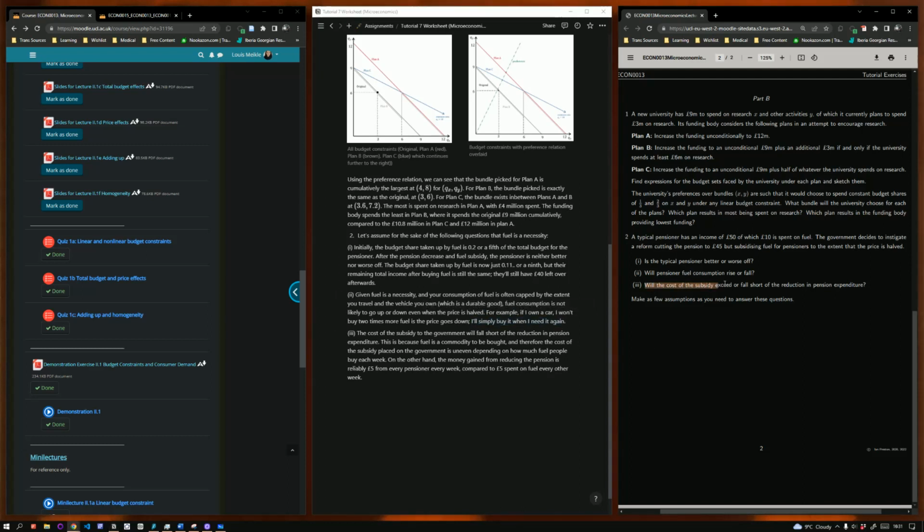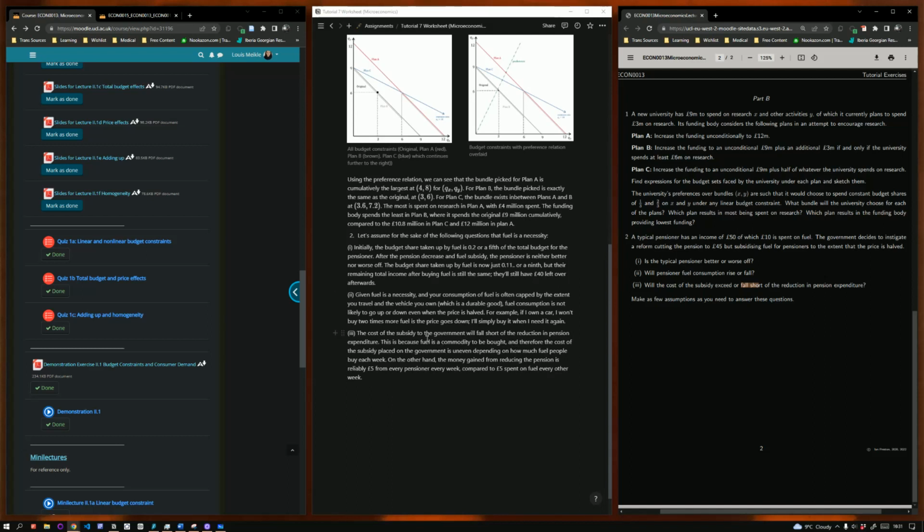So, will the cost of the subsidy exceed or fall short of the pension expenditure? This is from the perspective of the government now. The subsidy is a cost to them. They're paying for the price of the fuel for the pensioners, so that's the subsidy price. Now, the reduction in pension expenditure is going to give them some money. So will the cost of the subsidy exceed or fall short? Well, it's actually going to fall short. The government's going to make more money out of it.